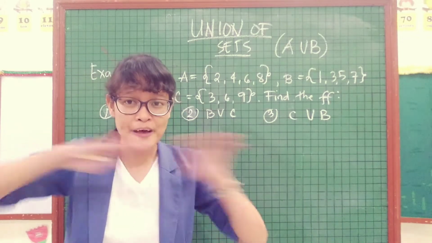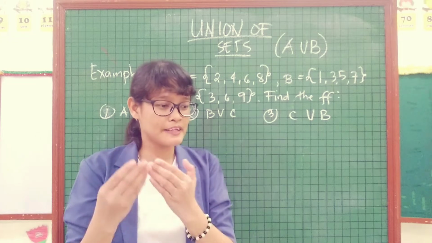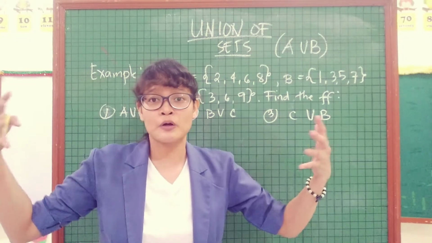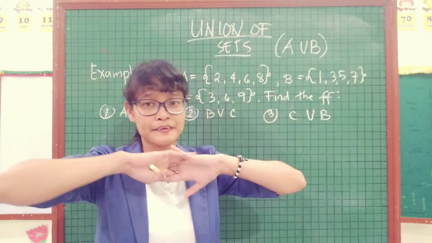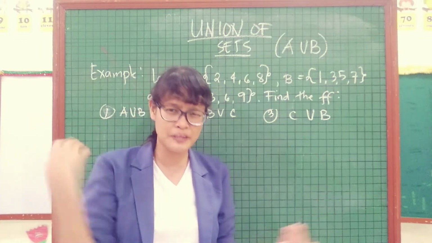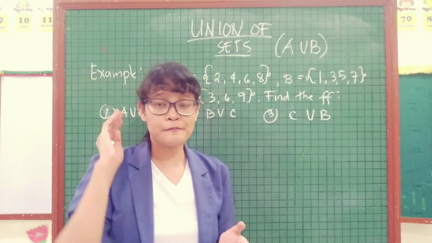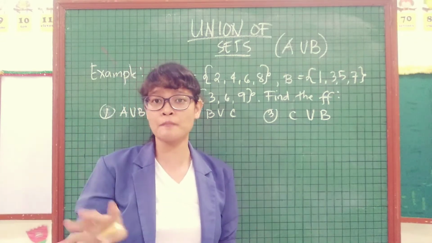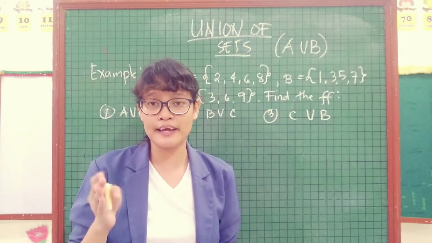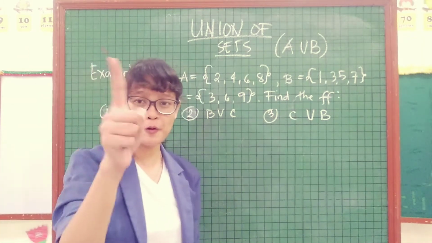Just a fast recall lang. When we say union of sets, the only thing that you're going to do is to combine all the terms, whether meron silang common na elements or wala. All you have to do is just to simply combine everything. Pero ito lang yung catch: if it happens na meron silang common na term, you only have to write that term once. Okay? So let's work on example number 1.